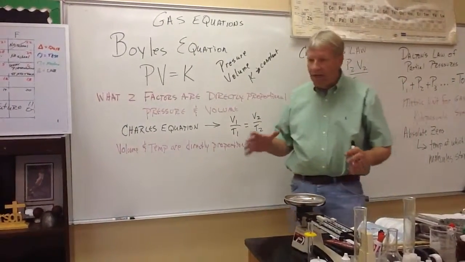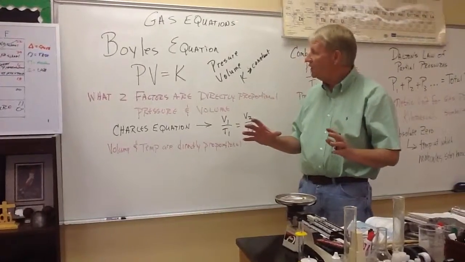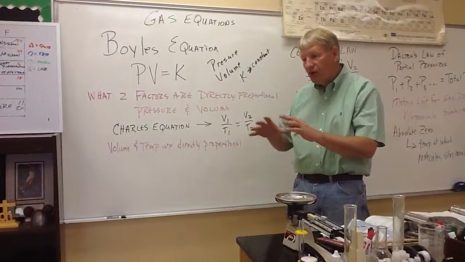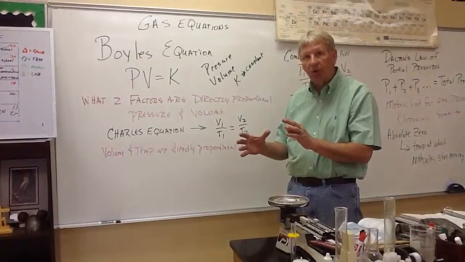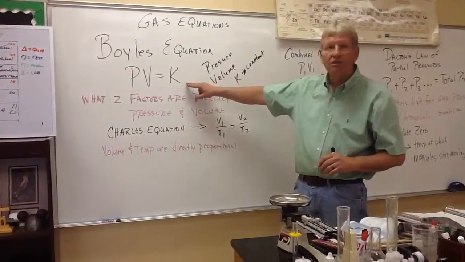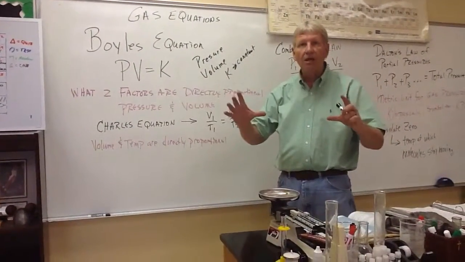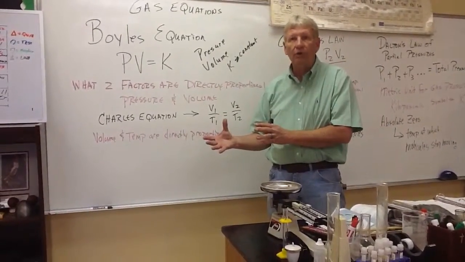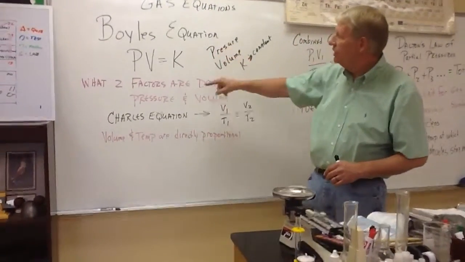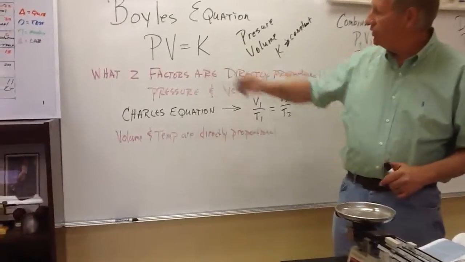I want to know, in a tire, how much pressure and how much volume it's going to take to blow up this tire, so I know what the constant should be when the tire is at 33 pounds of pressure, or whatever it is. So that's Boyle's equation. Pressure times volume is equal to the constant.